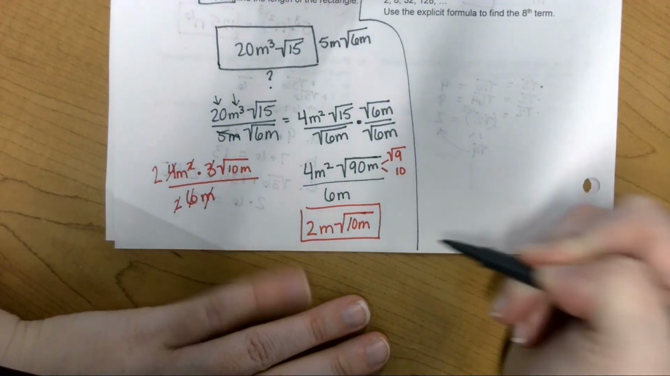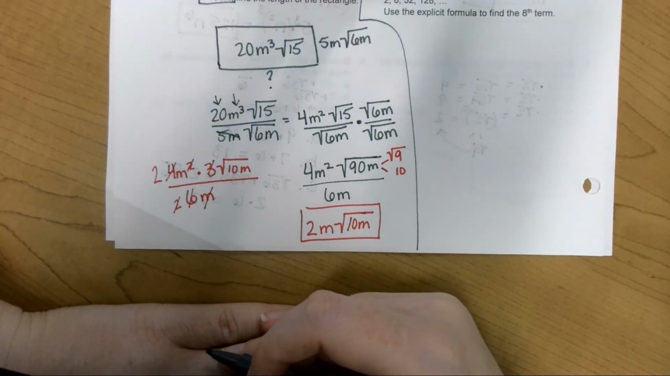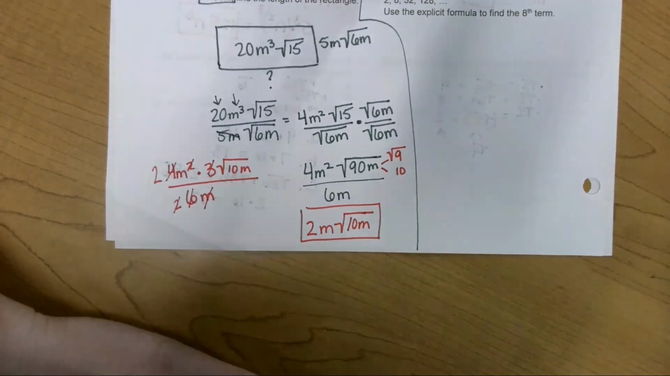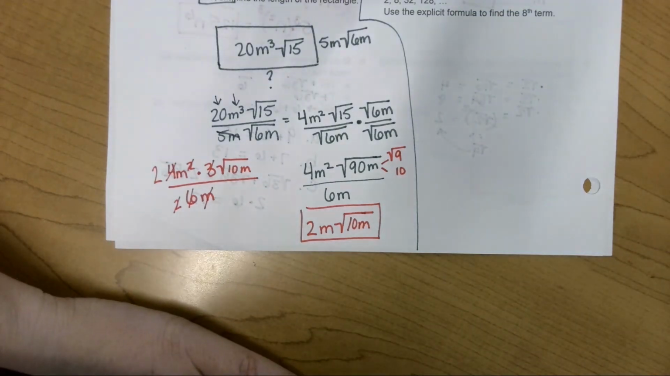All right, so that is the end of the radical video. Part 3 will be geometric sequences. Part 4 will be exponential functions.